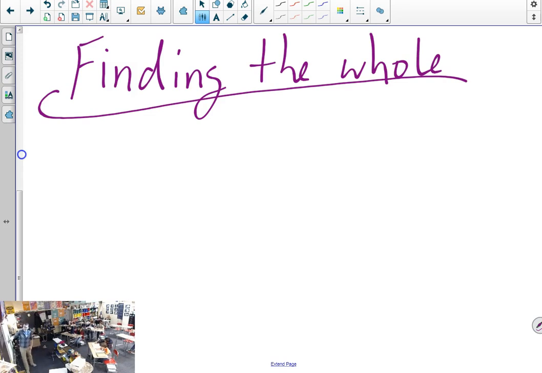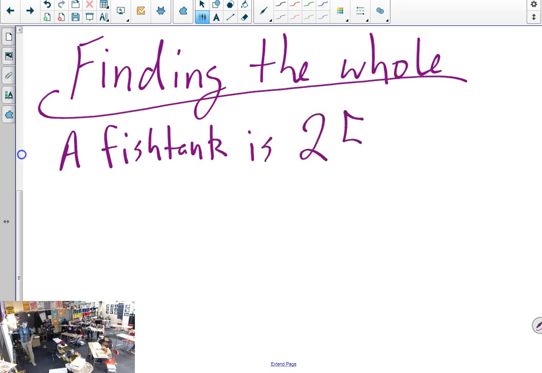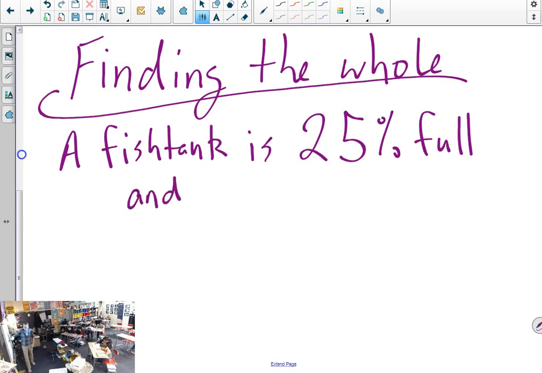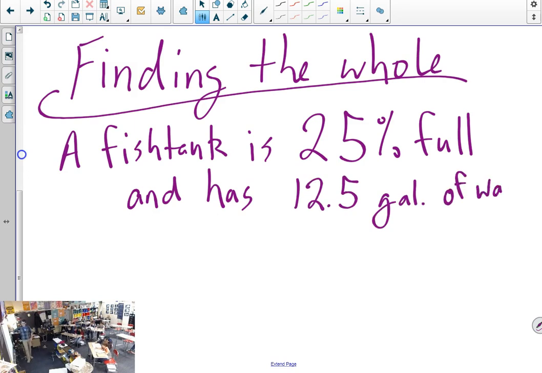But let's say we have a fish tank. So a fish tank is 25% full and has 12.5 gallons of water in it. How large is the fish tank?